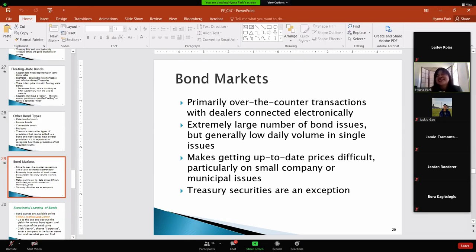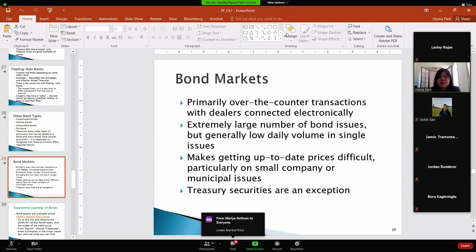A lot. So the bond market has a lot more different securities, but we don't have that kind of exchange, like stock exchanges. Usually bond markets are dominated by large institutions and bonds are not traded very frequently.